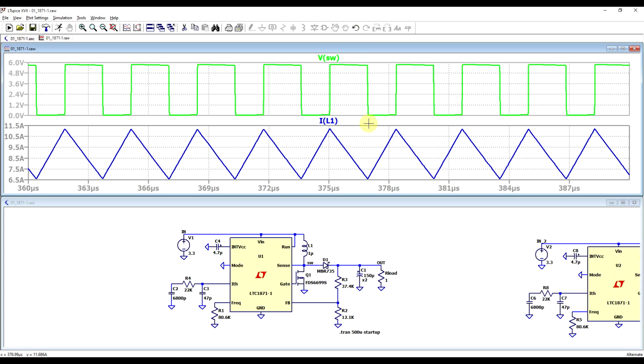So the first thing that we can highlight is the way in which you would force this converter into discontinuous conduction mode.